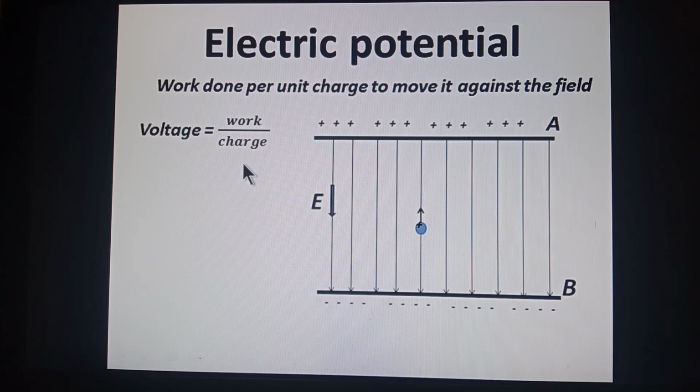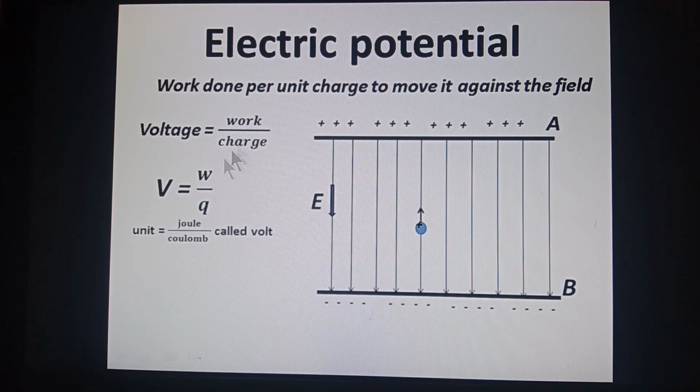If W amount of work is done in moving a charge Q against the electric field, then the voltage is defined as V equals W over Q. Work done per unit charge. How much work is done on a unit charge to move it against the field?